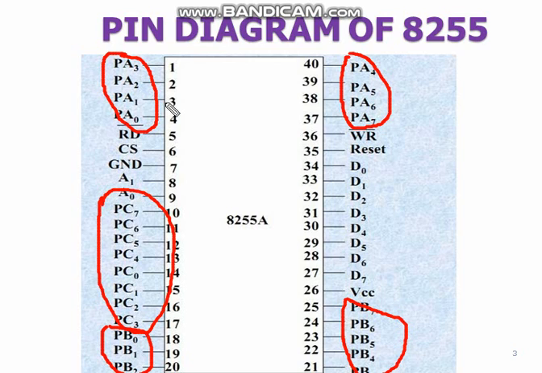Apart from the 3 ports, you will have a read pin, a write pin, a chip select, a reset, 8 data lines for transfer of data, a supply voltage VCC, a ground, and 2 pins A1 and A0, which help to decide which port I am going to work with.